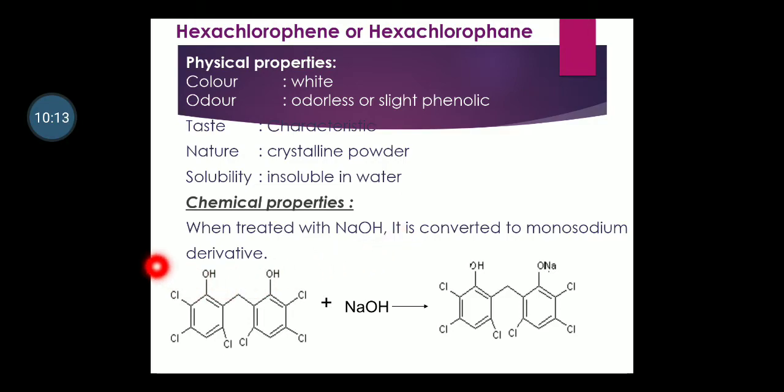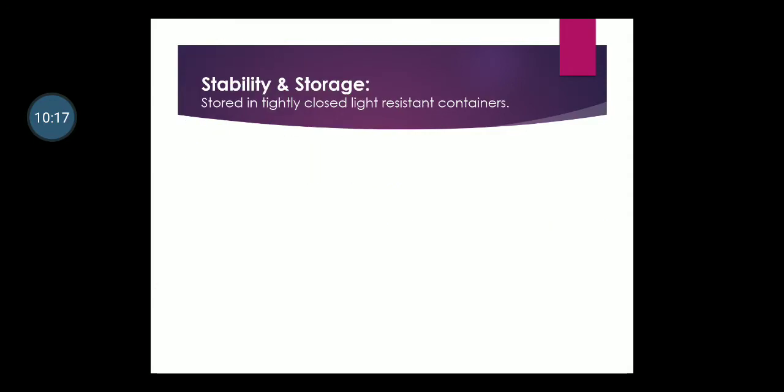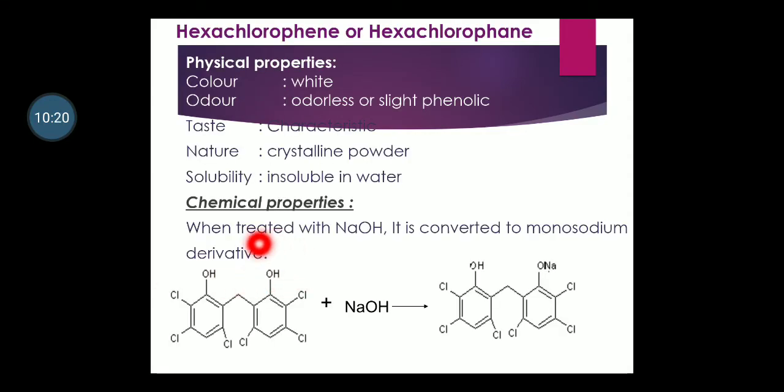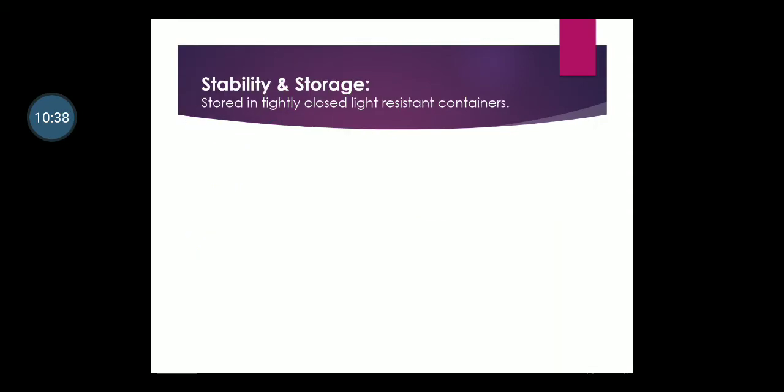It indicates that there is a hexachloro, 6 chlorine, as you can see in its structure. That's why the chemical name is hexachloro, and basically it is a phenol and related derivative: phenol with trichloro, and a second phenol with trichloro, making it hexachloro. Both are bridged together by a carbon bridge, which we call a bridge structure, but not heterocyclic. Next, the stability and storage condition of hexachlorophene: it should be stored in a tightly closed, light resistant container.